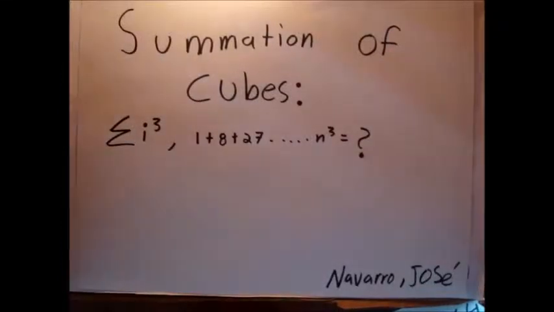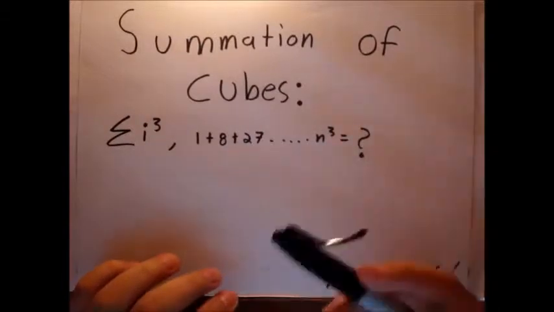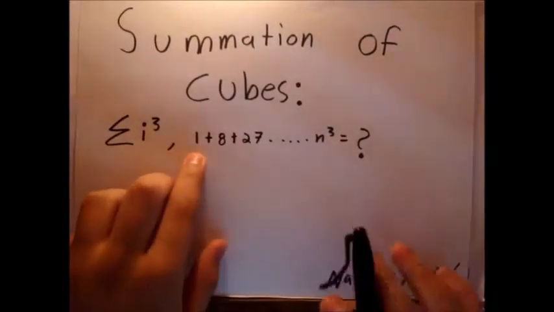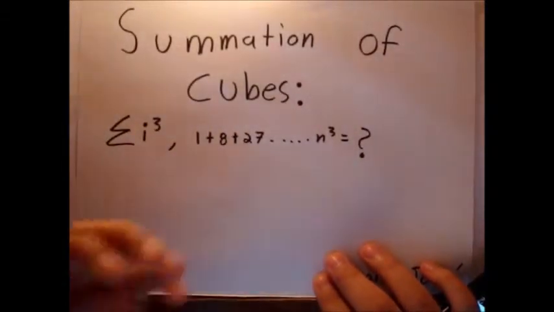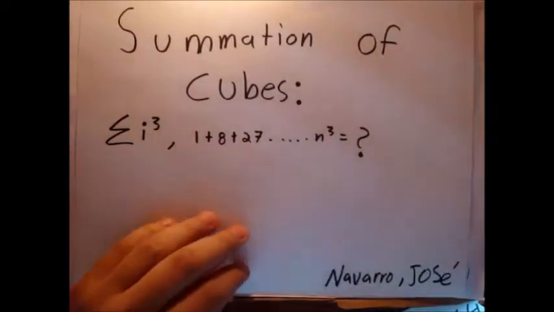Hello, welcome back. Today we're going to find the summation of cubes. What I mean by cubes: the terms 1 to nth cube. So here I wrote the first terms, 1, 8, 27, and so on and so forth, all the way to n cubed. Adding all of them up, what is that expression? And that is my goal. So let's get right to it.